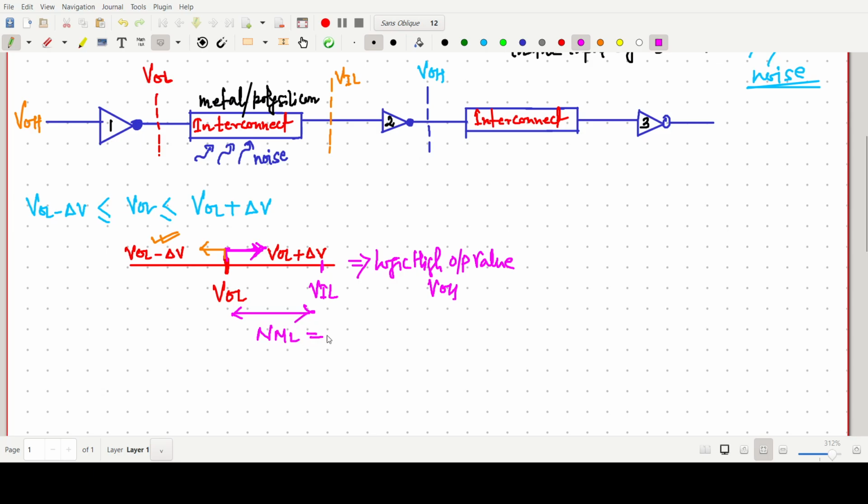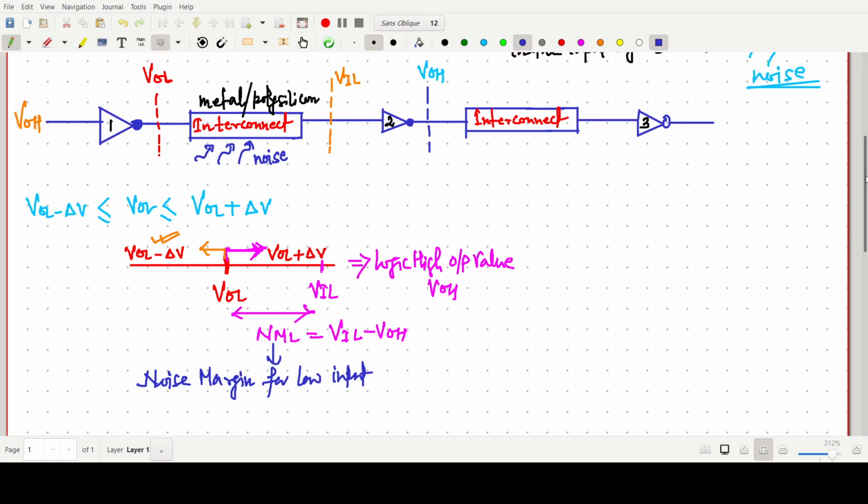That is called NML. NML is simply VIL minus VOL. This VIL minus VOL is called the noise margin for low input. Noise margin for low input.